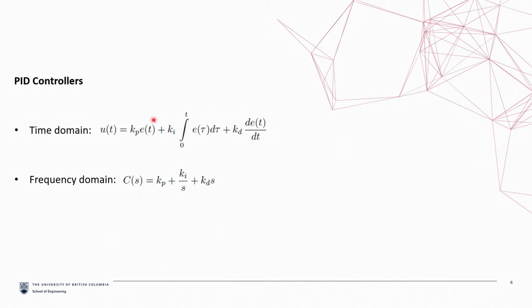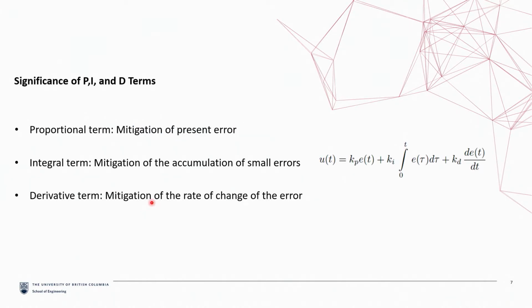And the error term e(t) is defined as the reference value minus the measured output. If we take the Laplace of this equation, we can derive the frequency domain expression for the PID controller. But what do each of these terms actually do? The proportional term acts on the present error of the system. So for example, if the measured output is smaller than the reference value, the error is positive, and therefore a positive signal will be applied to the system to increase the output.